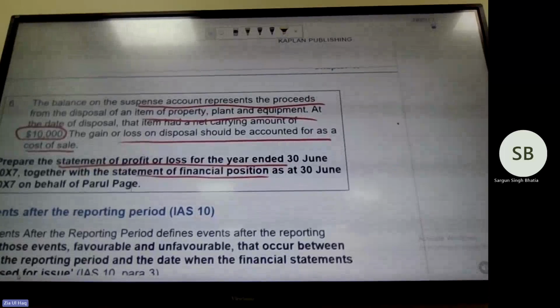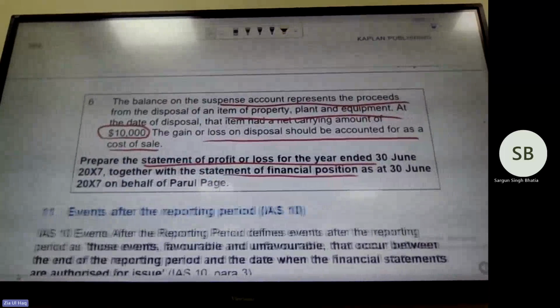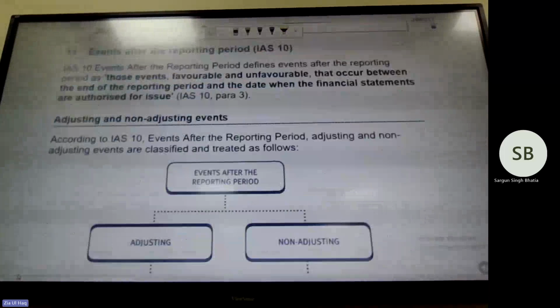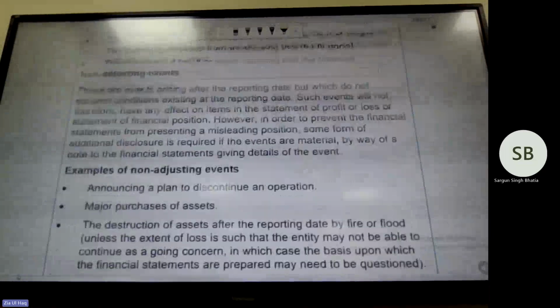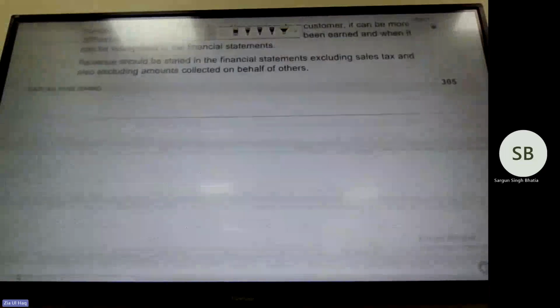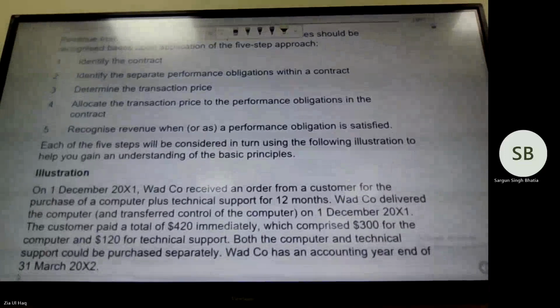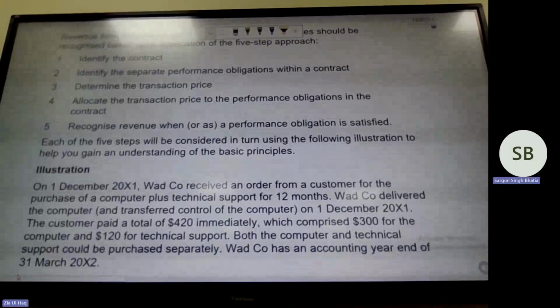That's it for today. There are some topics left in this chapter. One is IAS 10 and one is IFRS 15. Hopefully we will discuss these in the next class. See you next class then.